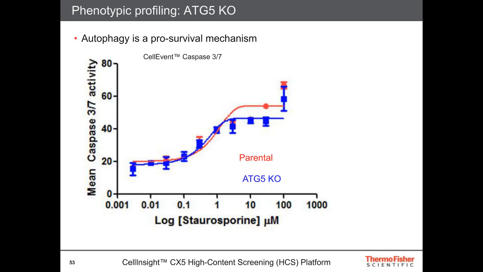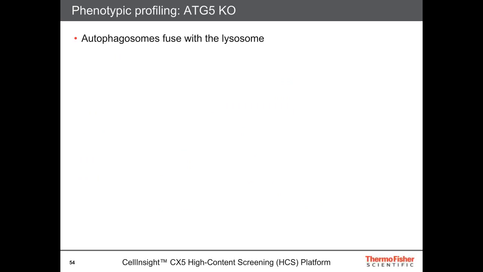Well, to do that, we looked at the induction of apoptosis, the same model as I showed you before. This is using CellEvent Caspase-3/7 and staurosporine to induce apoptosis. And we see no significant difference in the induction of apoptosis between the parental line and the ATG5 knockout. So not only are these cells healthy in culture, they're also not predisposed to cell death by the induction of apoptosis. However, staurosporine and kinase inhibition may not typically target autophagy.